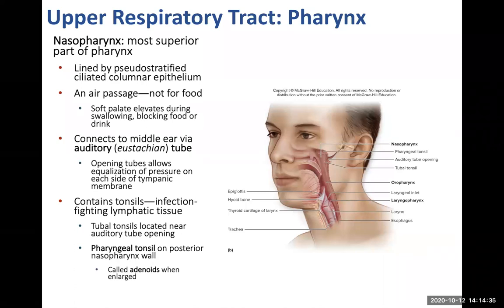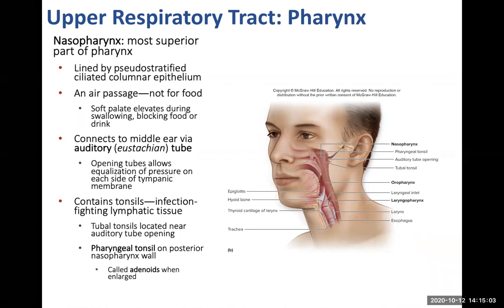Another important feature of the nasopharynx is that it connects to the middle ear through what we call the eustachian tube. That tube is important for equalizing pressure on either side of the tympanic membrane, that eardrum. Also within the nasopharynx, this is where we find the pharyngeal tonsils.